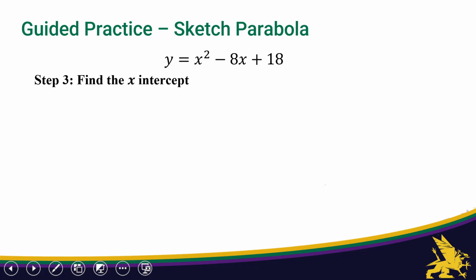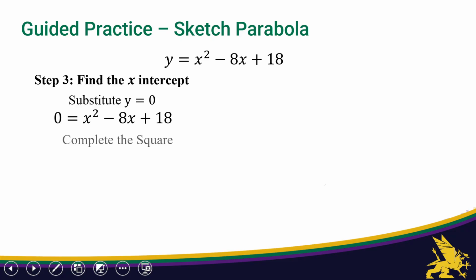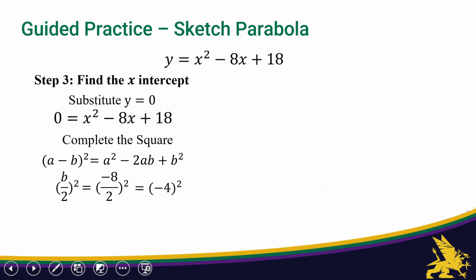Finding the x-intercept. So the first thing I'm going to do is make y equals 0, and I'm going to factorize. Or I can complete the square. So I'll complete the square this time, just to make it slightly different. So if we're completing the square, the first thing I need to think about is what is my b value. My b value is negative 8, so it'll be negative 8 over 2. Negative 8 over 2 is negative 4.